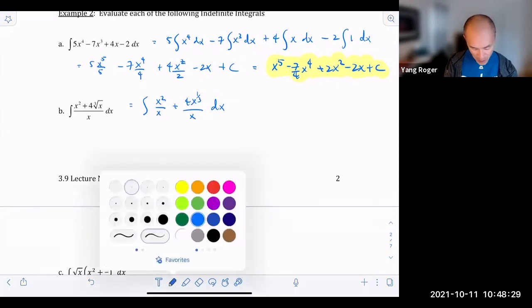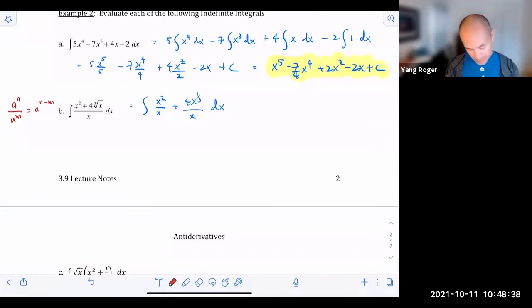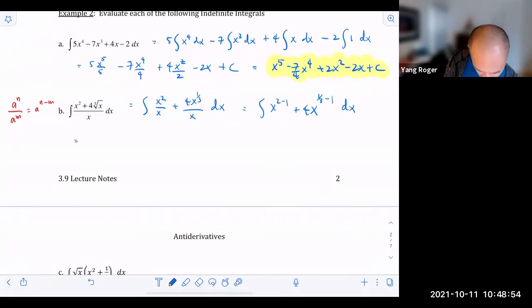So at this point, I should probably remind you that if you have two things with the same base, a to the n divided by a to the m, this is going to be a to the n minus m. So in this particular case, this is going to be x to the 2 minus 1 plus 4x to the 1/3 minus 1 dx. You just kind of stretch it out a little bit. And then this one becomes the integral of x dx plus 4 times the integral of x to the negative 2/3 dx.